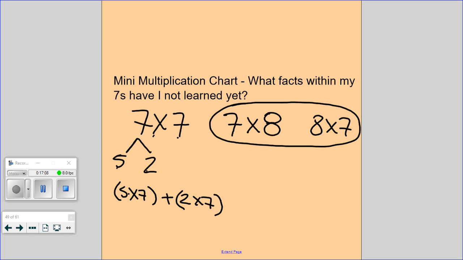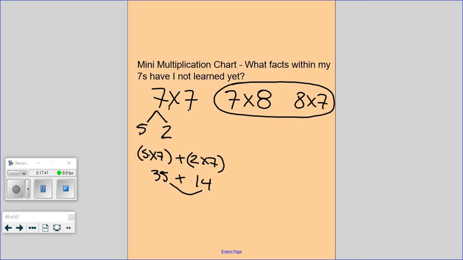What is 5 groups of 7? What's that product, that mini product? Aiden? 35. Plus 2 groups of 7. What is 2 groups of 7? This is another easy one to skip count by. Hunter? 14. Add up 35 and 14 and we'll get our product.